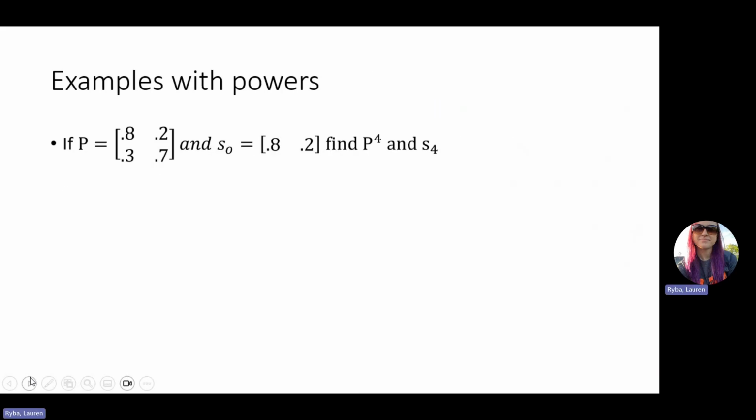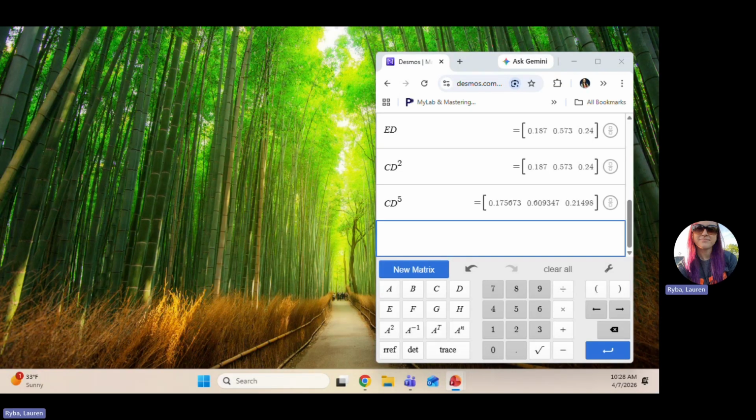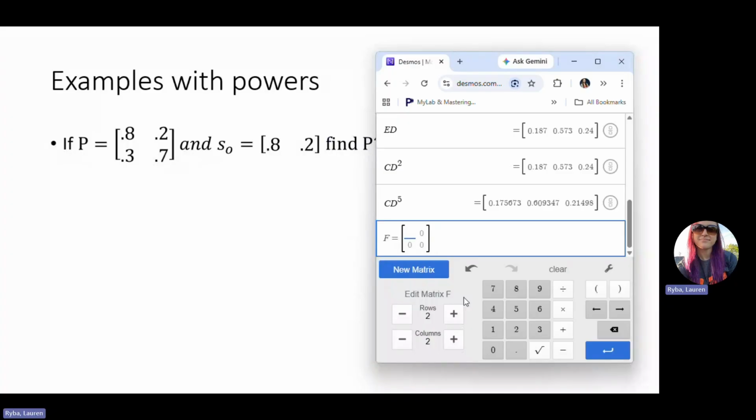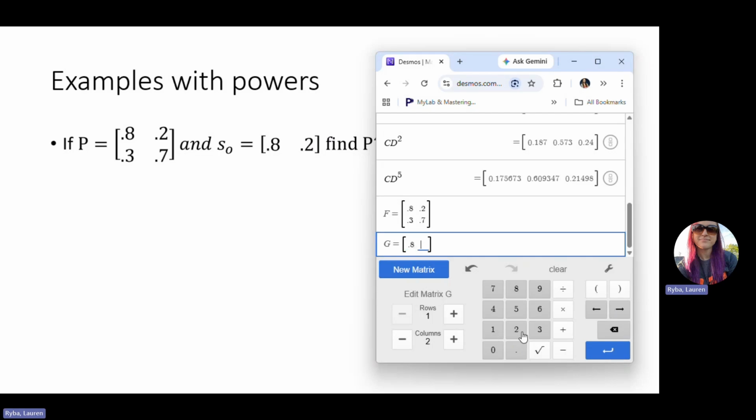If we are given a transition matrix of 0.8, 0.2, 0.3, 0.7, and our initial state matrix of 0.8 and 0.2, find P to the 4th power and then state 4. So all I need to do, honestly, is just go to my calculator over here. So let's put in our transition, 0.8, 0.2, 0.3, and 0.7. And get rid of a row, 0.8 and 0.2.